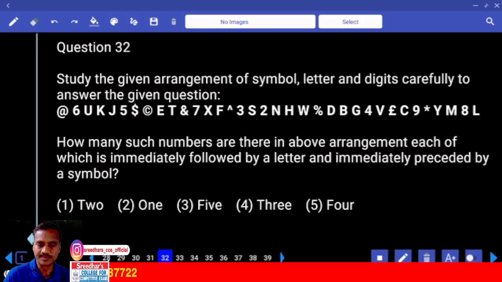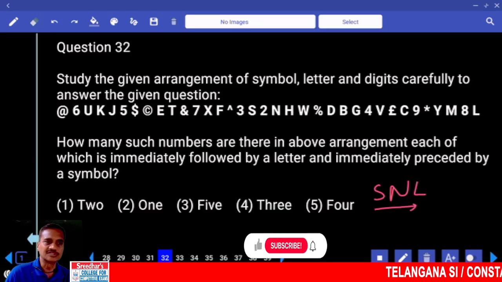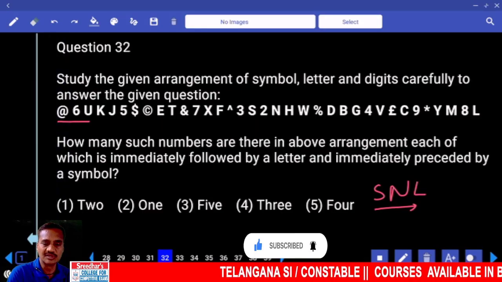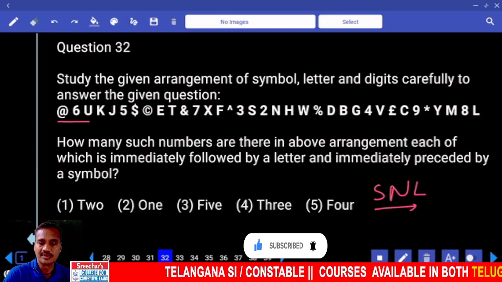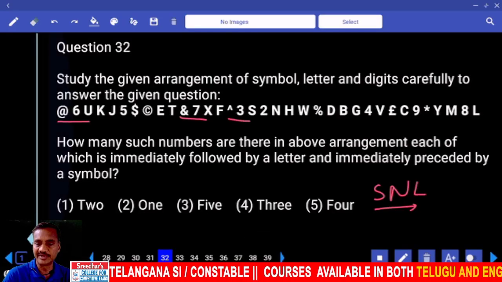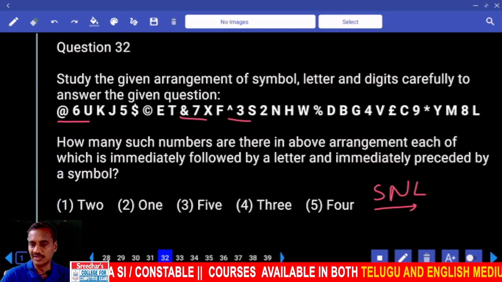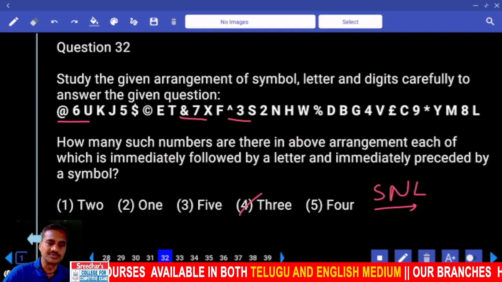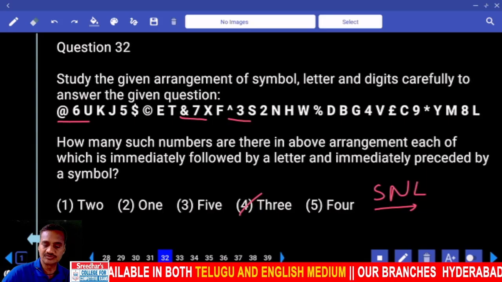Then 32. How many such numbers are there, each of which is immediately followed by a letter and preceded by a symbol? The sequence must be symbol, number and a letter. Symbol, number and a letter. Next one, symbol, number and a letter. After this symbol you need to have a number. How many are there of such type? 3. So 32 is choice 4.